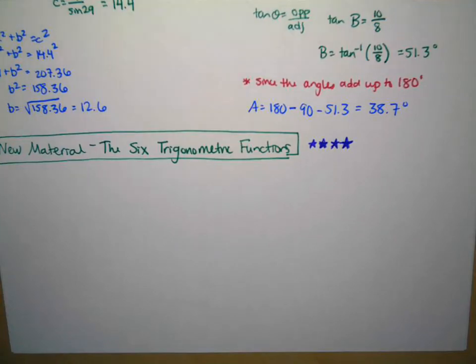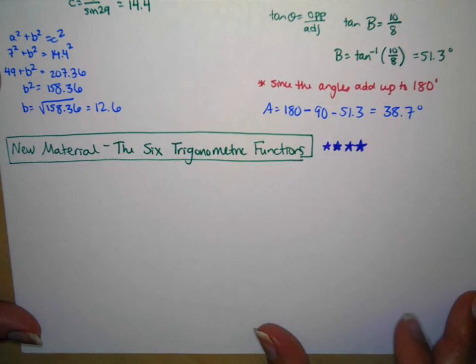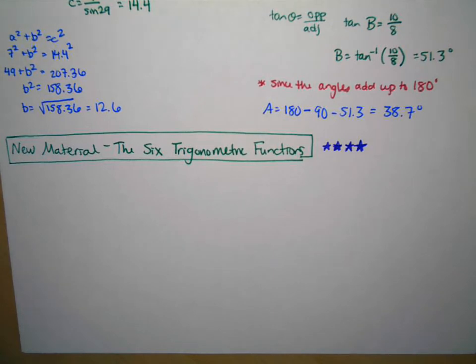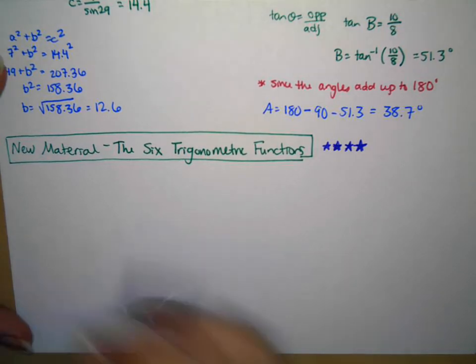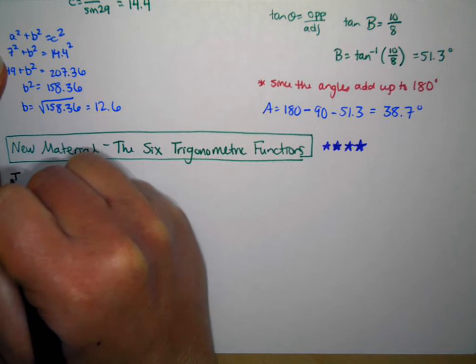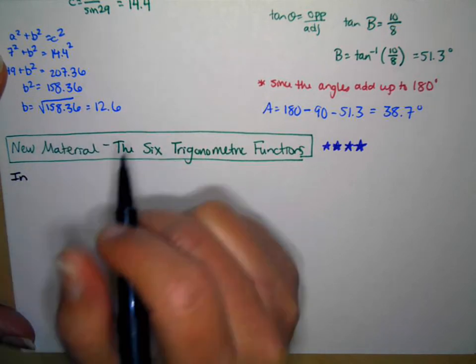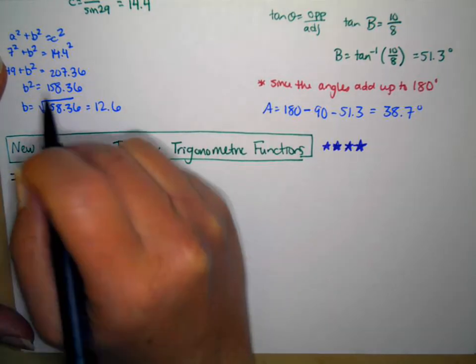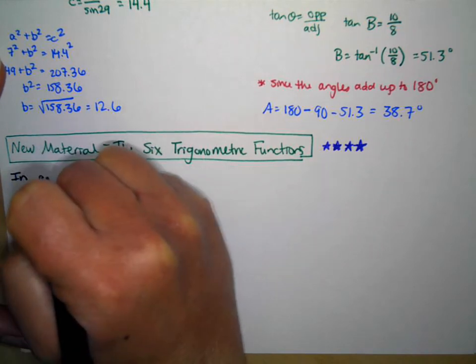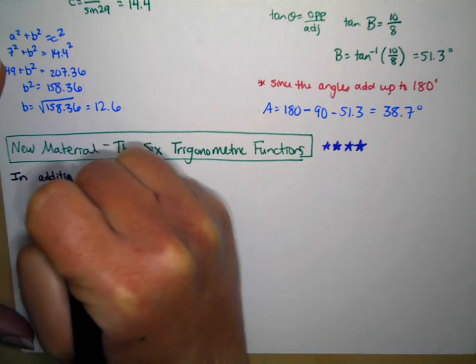All right, moving on to the new material from section 9.1, the 6 trigonometric functions. So you thought there was 3 trigonometric functions. You know about sine, cosine, and tangent. But it turns out they have friends.